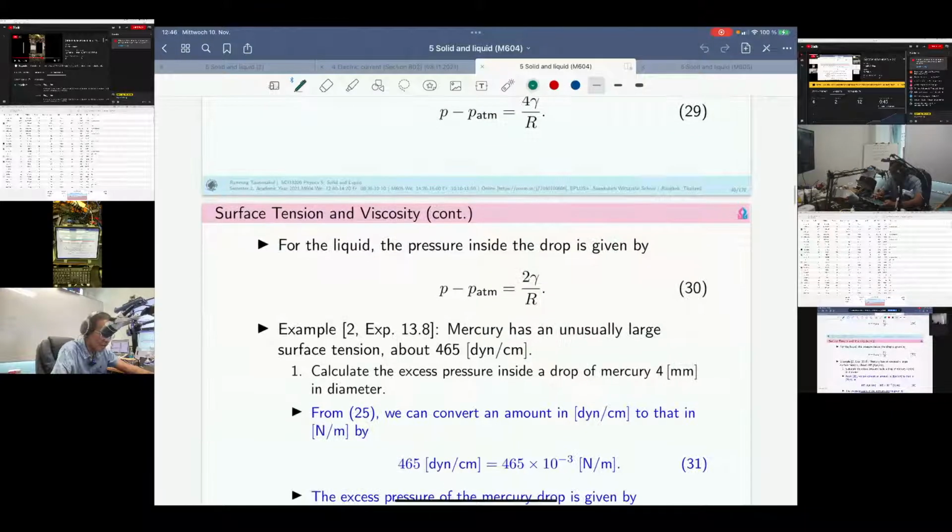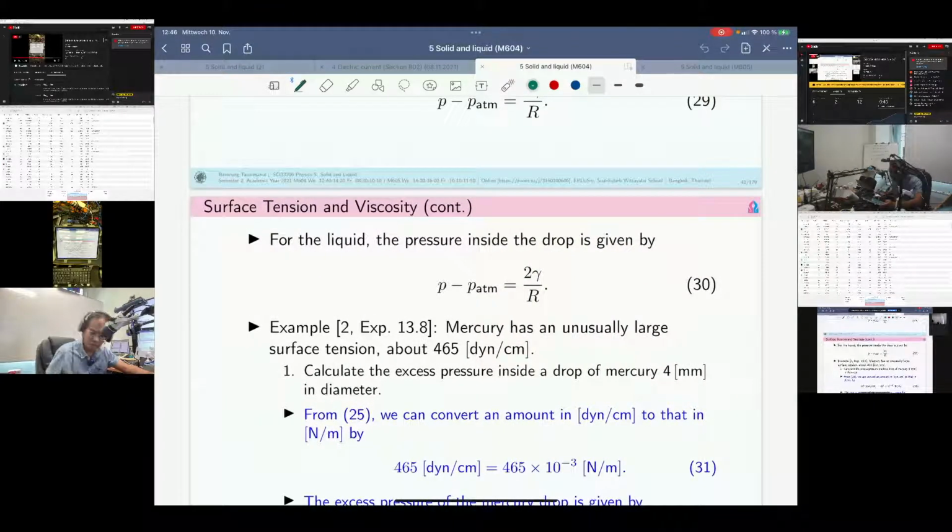Mercury has an unusually large surface tension. That's quite a prominent example. Mercury is about 465. It's quite large compared to the others.